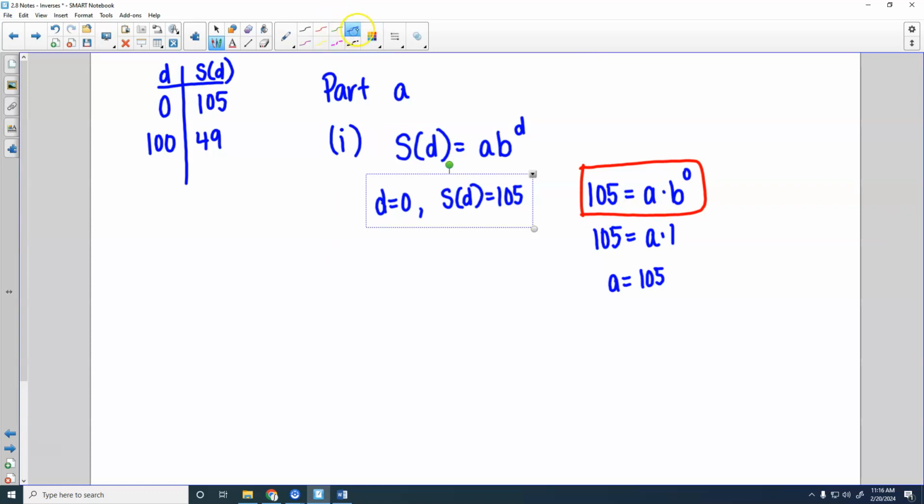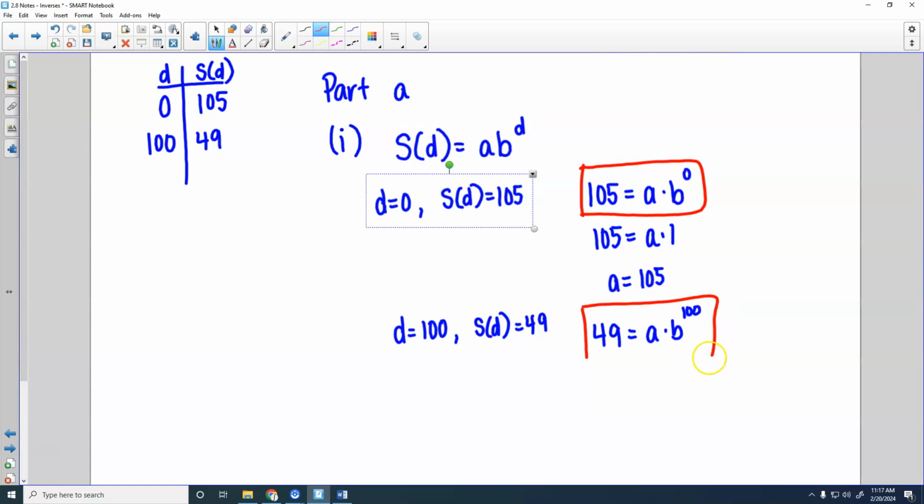The second equation that you're going to set up is going to use that second piece of information. D equals 100, S of D equals 49. So just like we did on the other problem, we plug that into S of D equals A times B to the D power, we'll have 49 equals A times B to the 100th power. Now, can you solve that by hand? You cannot. However, they are really, in this part, just asking you to set up these two equations. So that's all you have to have for part 1.